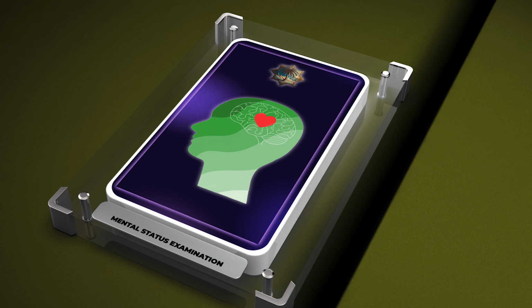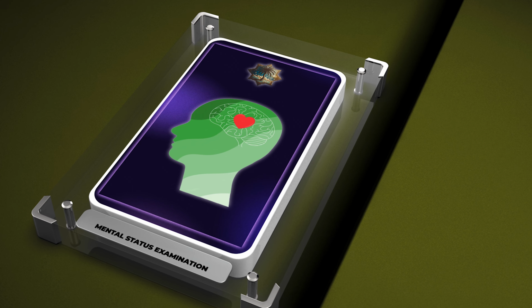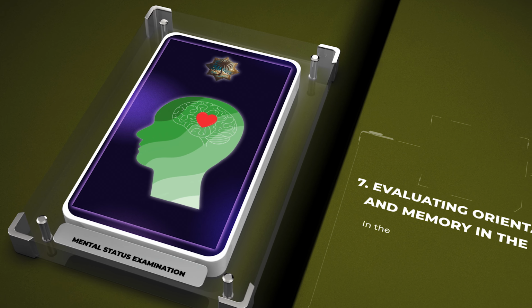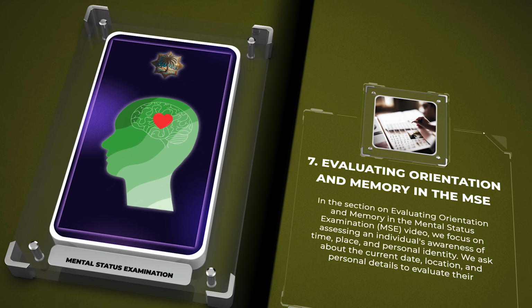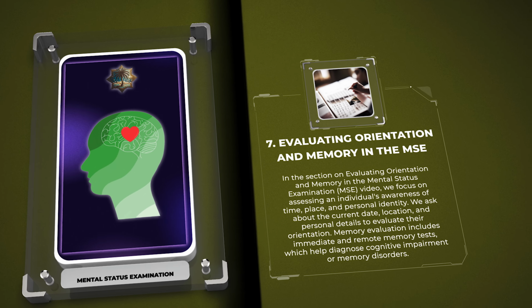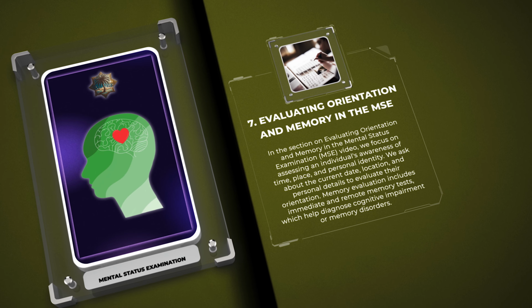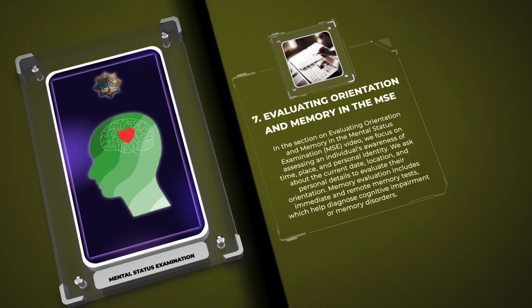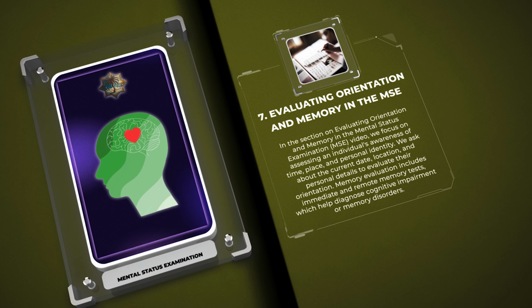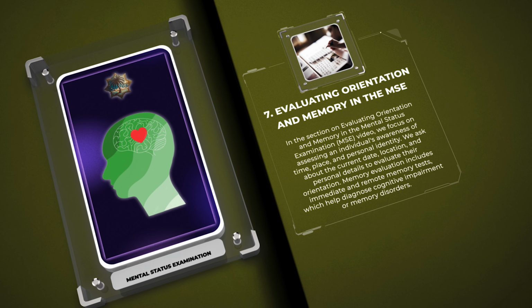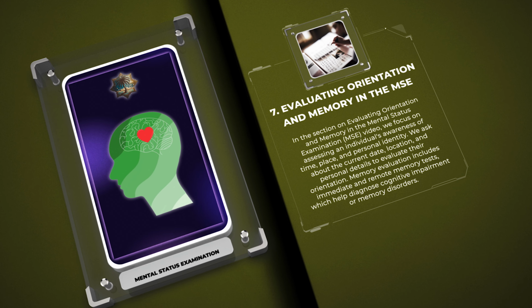In the section on evaluating orientation and memory in the Mental Status Examination, MSE, video, we focus on assessing an individual's awareness of time, place, and personal identity. We ask about the current date, location, and personal details to evaluate their orientation. Memory evaluation includes immediate and remote memory tests, which help diagnose cognitive impairment or memory disorders.